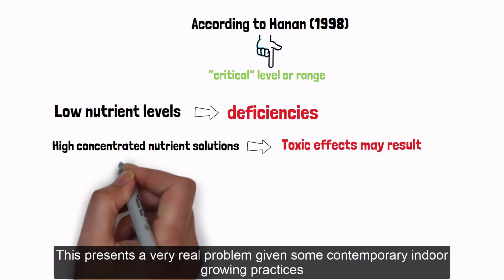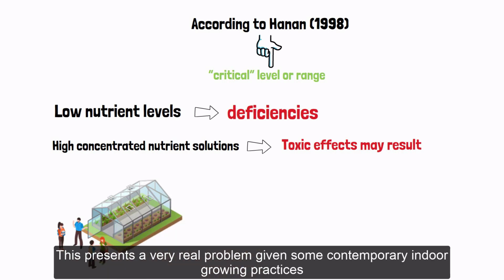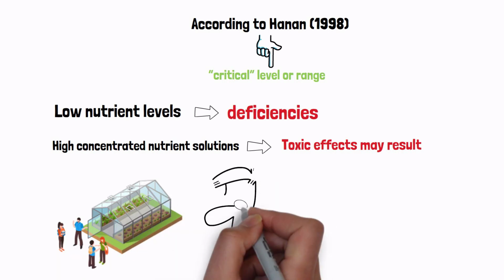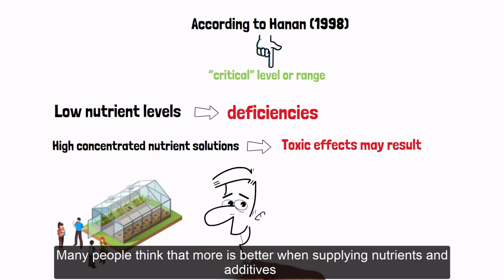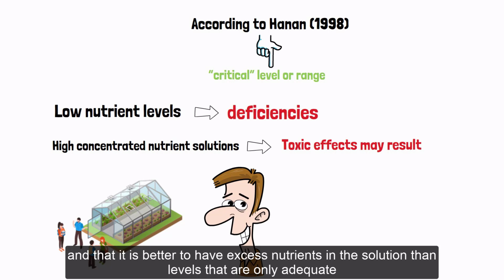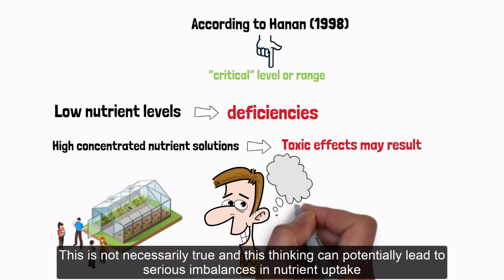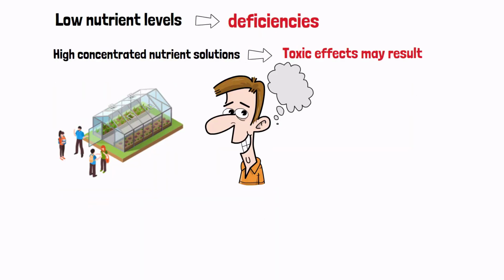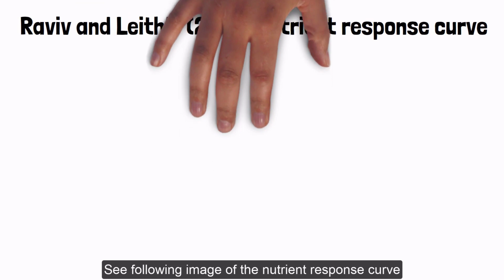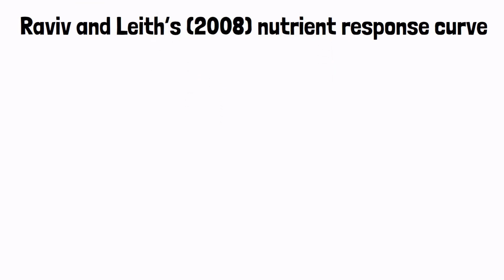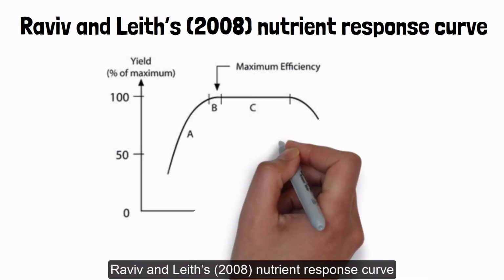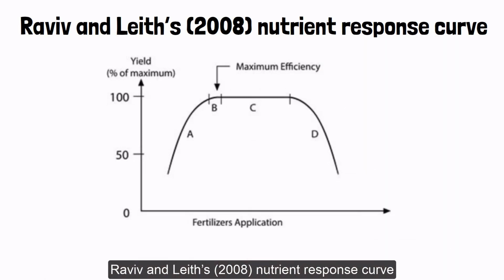This presents a very real problem given some contemporary indoor growing practices. Many people think that more is better when supplying nutrients and additives, and that it is better to have excess nutrients in the solution than levels that are only adequate. This is not necessarily true, and this thinking can potentially lead to serious imbalances in nutrient uptake. See following image of the nutrient response curve. Raviv and Leith's, 2008, Nutrient Response Curve.